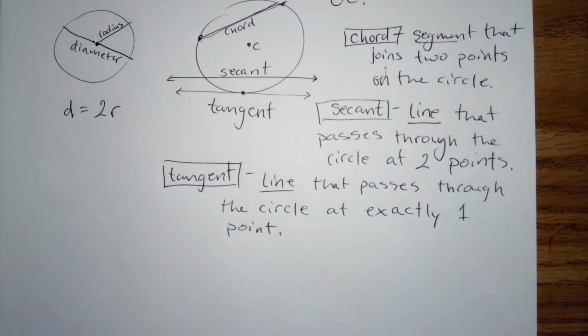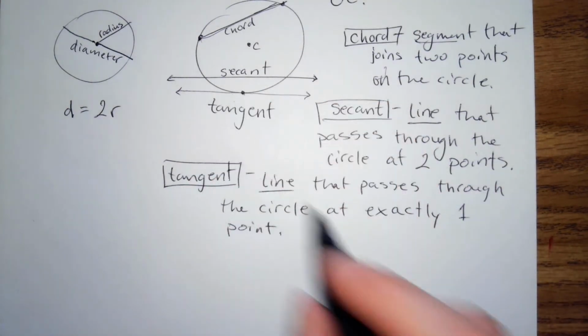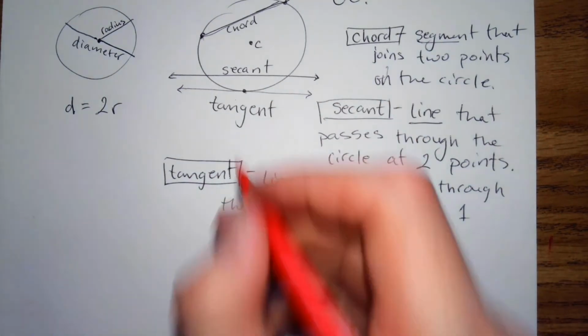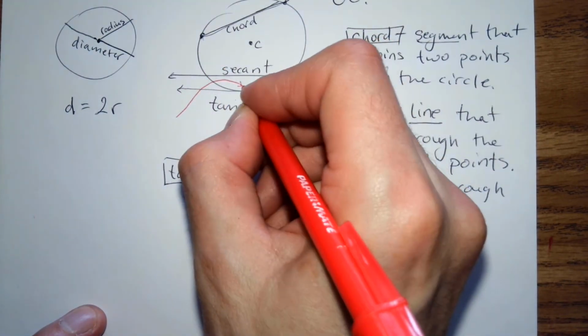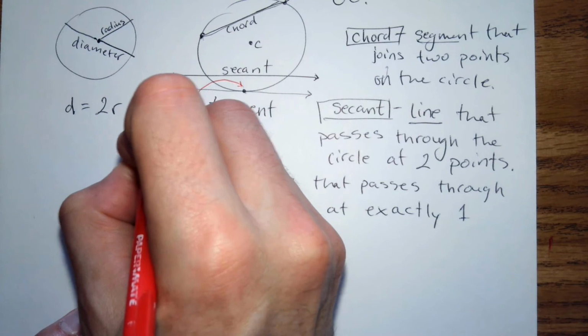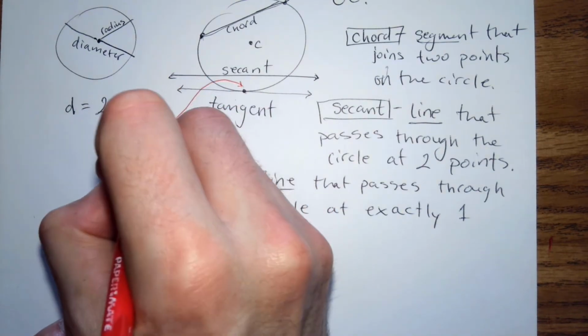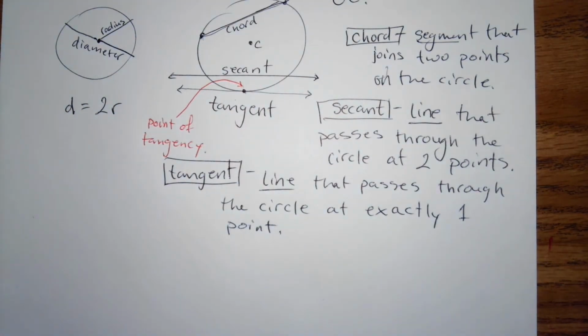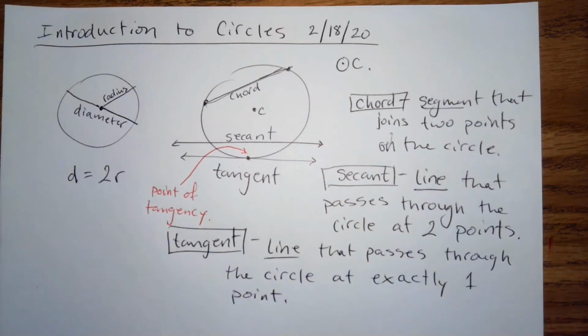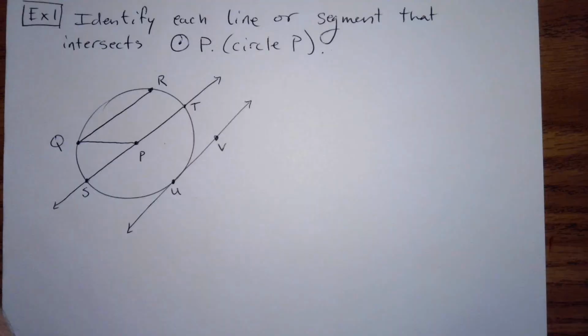Oh, one more thing. This point here, there's a name for it. It's very obvious. This point is the point of tangency, which should make sense, but I'm not going to write down the definition for that one. Point of tangency.